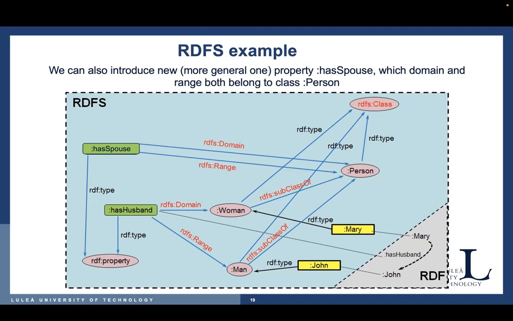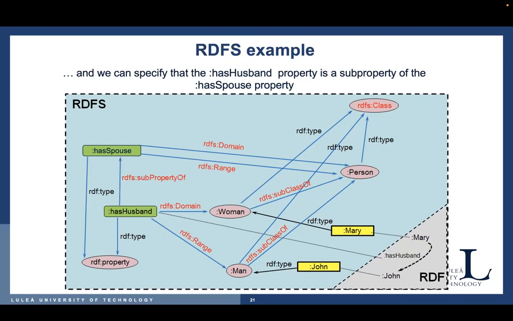So again, has spouse is a property, which is more generic than has husband. Its domain is a person, and the range is also a person. So it includes anything. And in this case, you see a hierarchy of properties, an emerging hierarchy of properties.